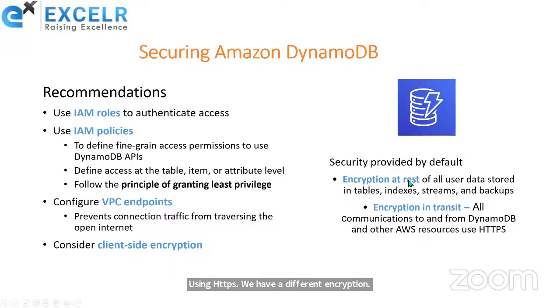At rest means the data is already stored. It is not in movement. In transit means the data is in movement, like data uploads and data downloads happening at that time. The encryption can also be set up. These are different recommendations that are available.